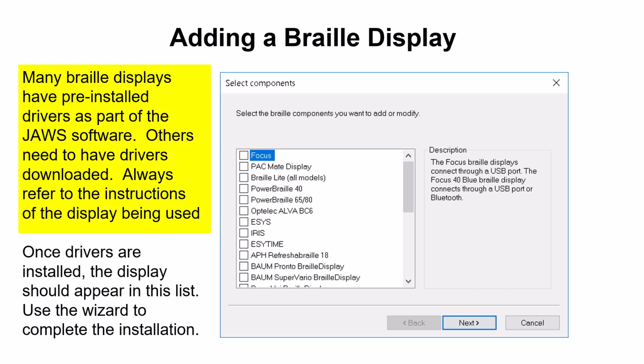And remember, always refer to the instructions by the manufacturer of your Braille display to figure out where to download those drivers if your Braille display does not appear in this list. Once drivers are installed, the display should appear in this list, and you should be able to complete the wizard to complete the installation process. And you should be able to check the checkbox for the display that you want to use. You also may select multiple displays in the event that you have more than one, so that's also a possibility.